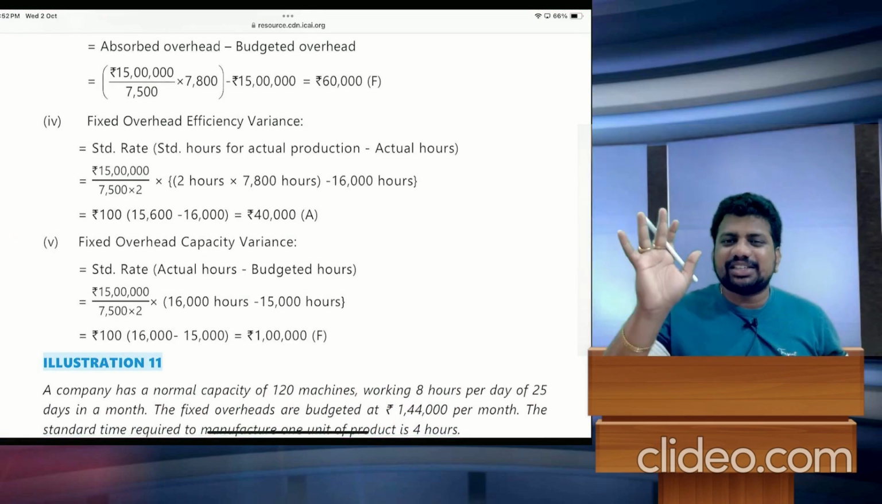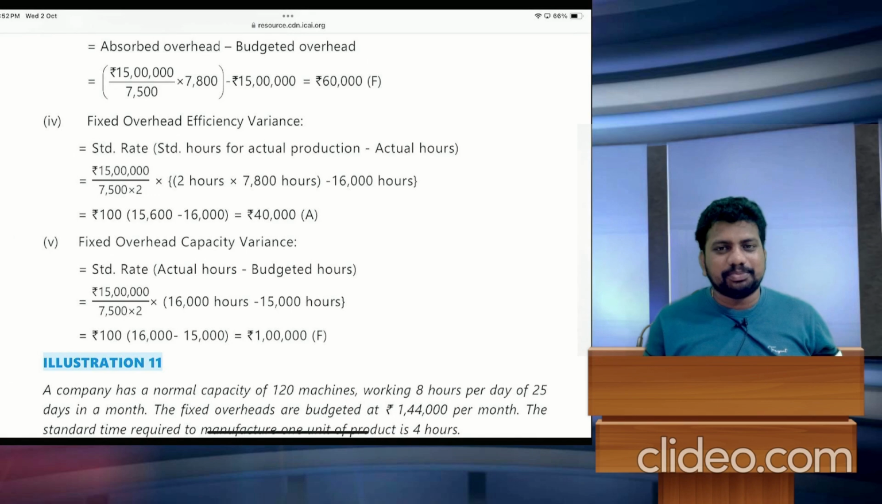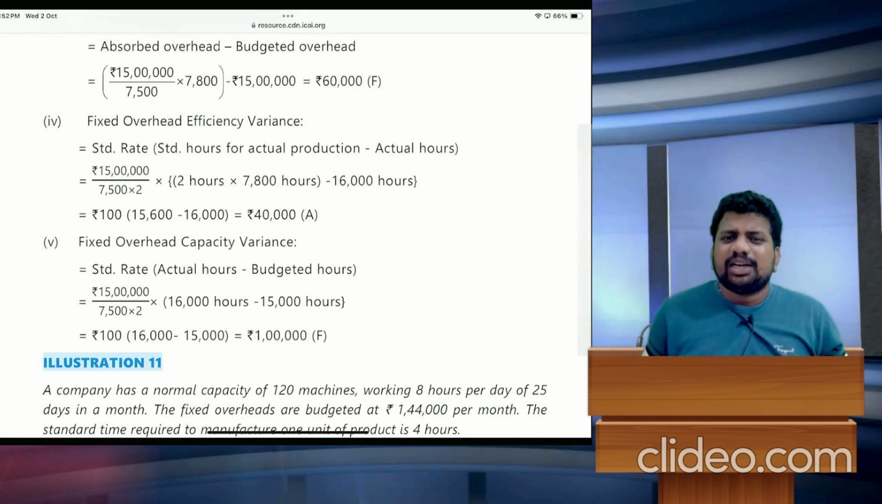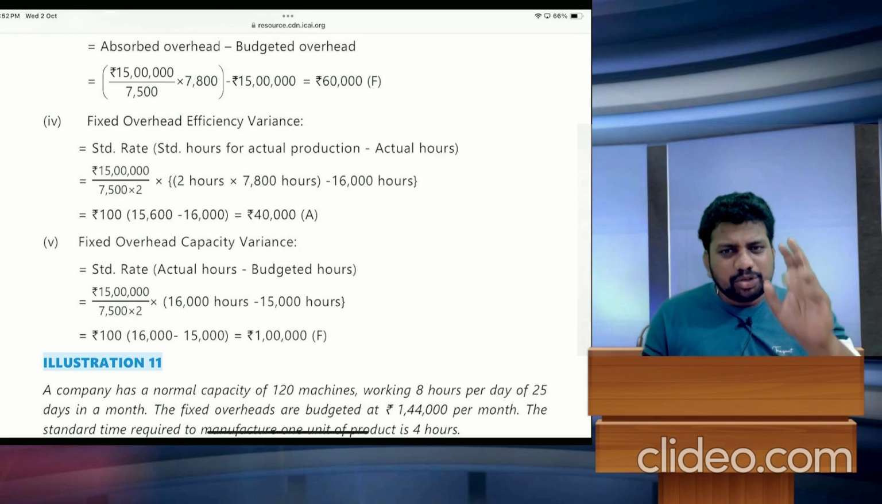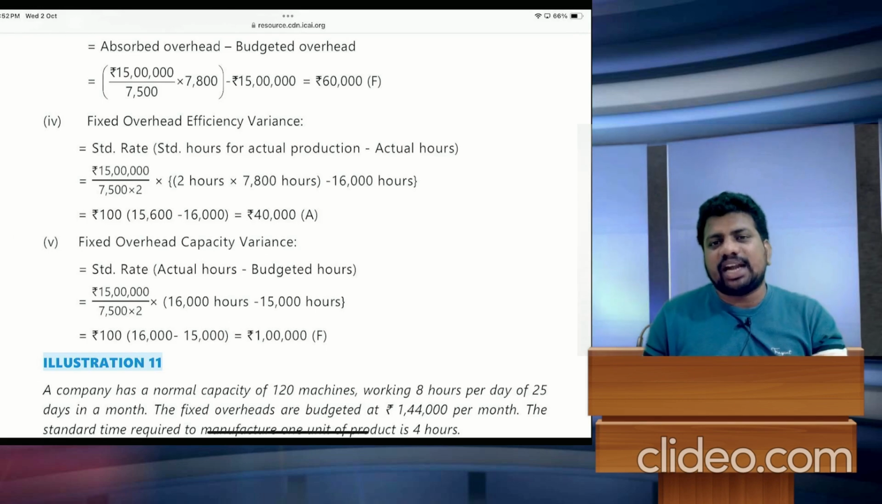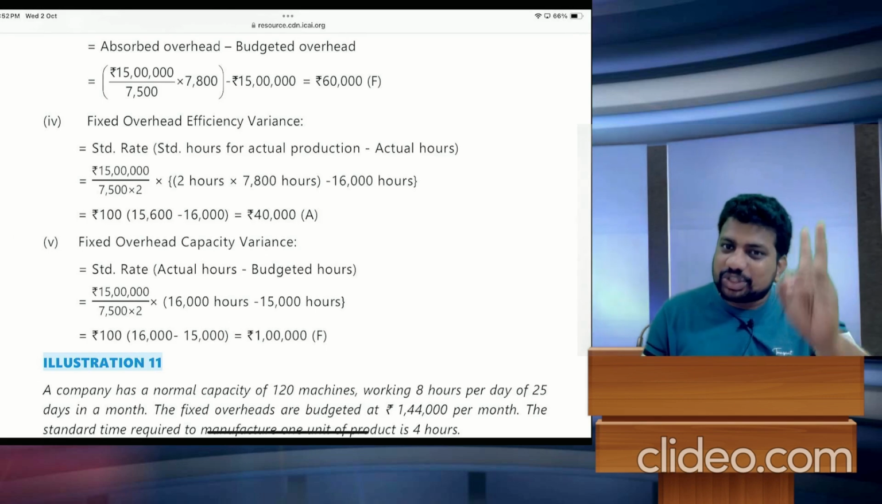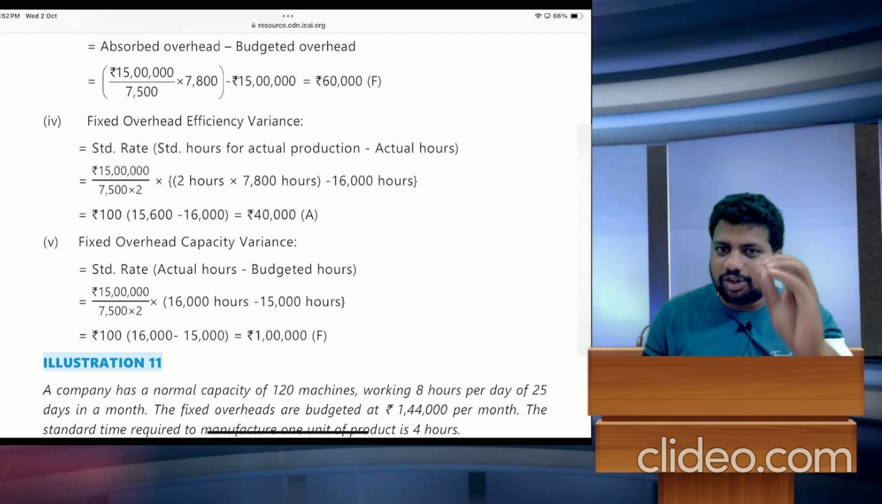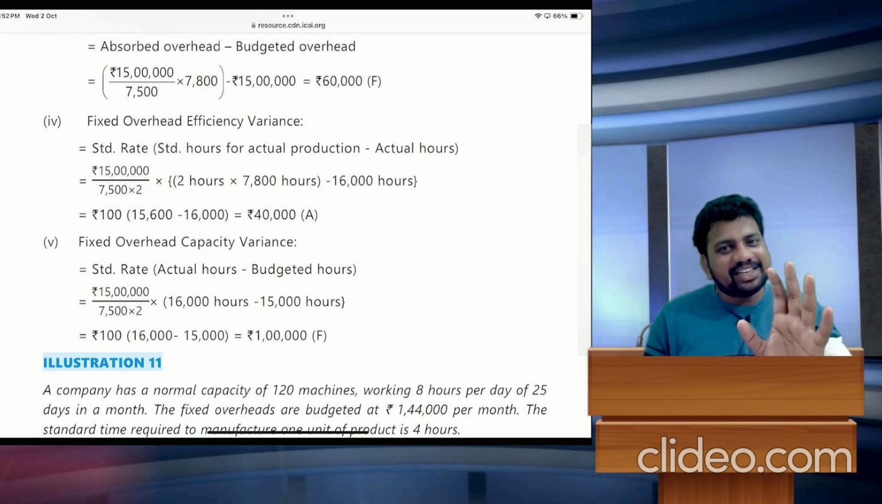Very, very beautiful notes that I have prepared for you. So whatever problem comes from this category, you'll be able to do. Maybe in a day or so, you'll be getting one more video, category 2. So just before the exam, if you want some clarity regarding fixed overhead, go through these 2 videos and you'll be successful.